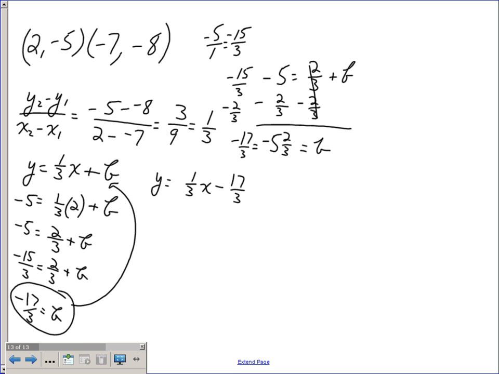I'm going to give you 2 points on the test. Given 2 points, give me an equation of the line in standard form. So we found the equation of the line, which is in slope-intercept form. Put it in standard form. Let's put the x's and the y's on one side: -1/3 x plus y equals -17/3. And you remember what to do?